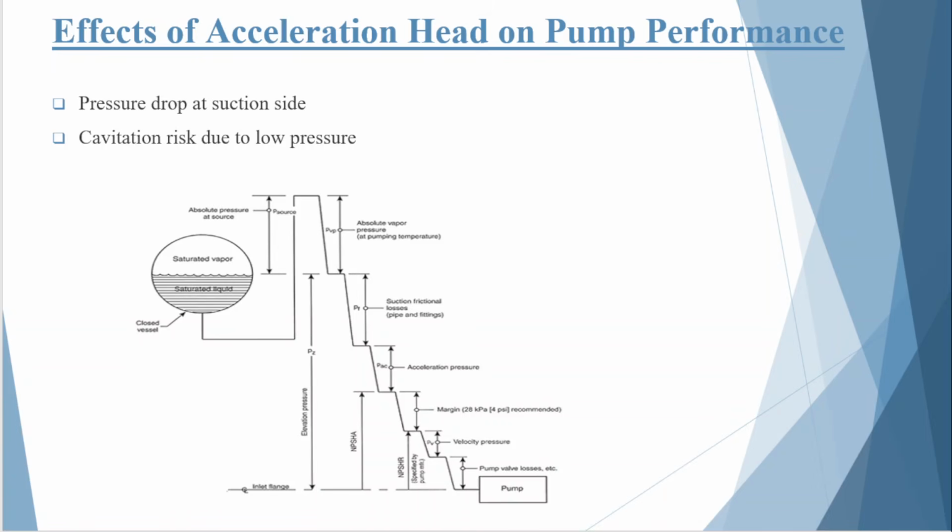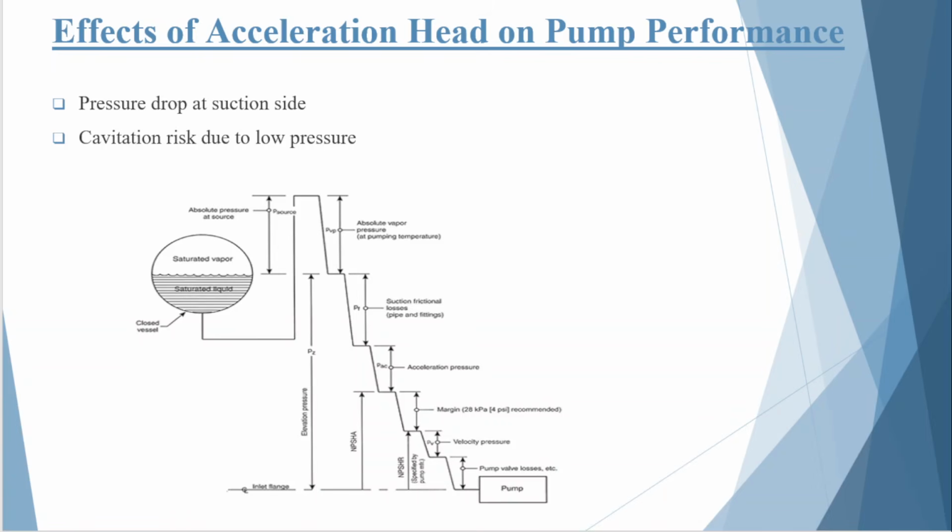If this pressure falls below the liquid's vapor pressure, vapor bubbles begin to form. This phenomenon is known as cavitation. Cavitation is one of the most destructive problems encountered in reciprocating pumps. When these vapor bubbles travel into regions of higher pressure, they collapse violently. The collapse generates localized shock waves that can damage valve seats, cylinders, plungers, and other internal components.